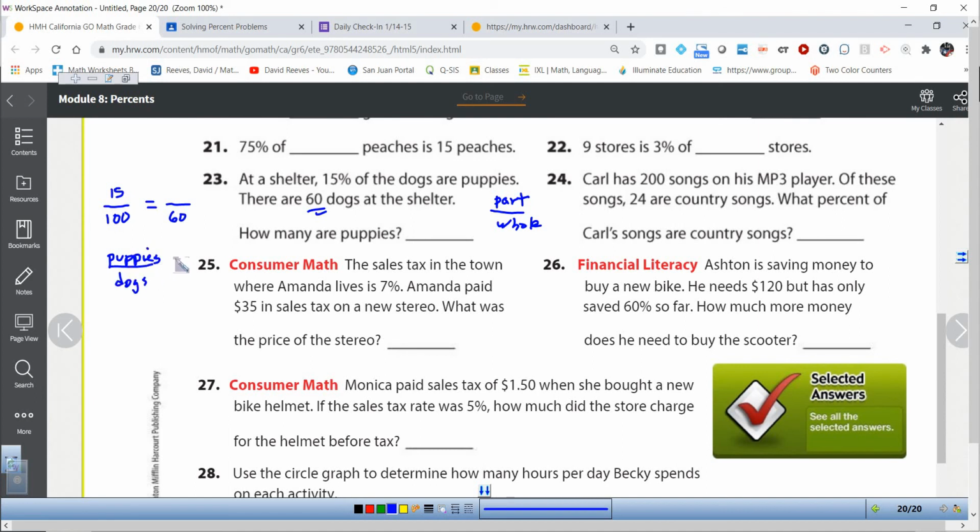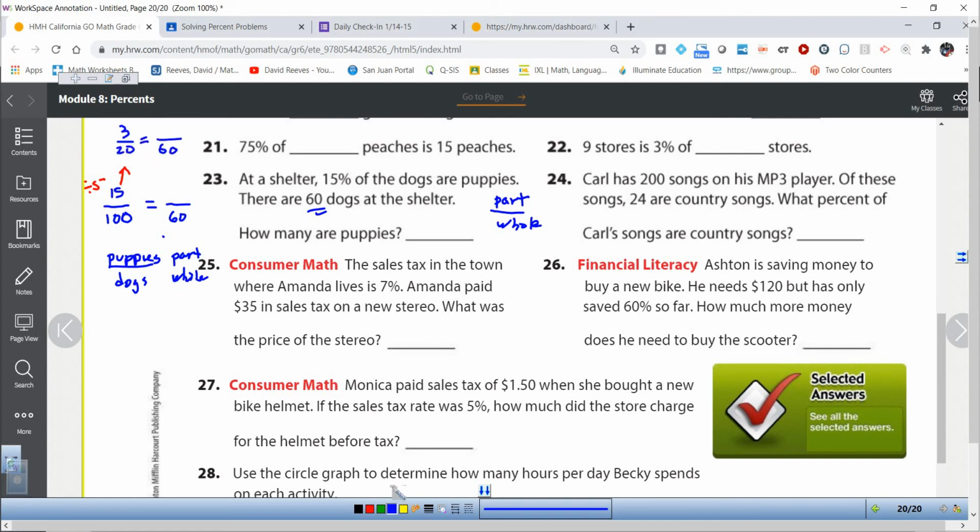So puppies is the part and dogs is the whole. They gave us the dog, so that goes on the bottom. Now, again, here's a case where when I went to do that equivalency factor, 100 does not go into 60 evenly. So what am I going to do? I'm going to simplify 15 over 100. And you know what you can divide both of those by? You could divide both of them by 5. And when you divide both of them by 5, you get the equivalent ratio of 3/20.